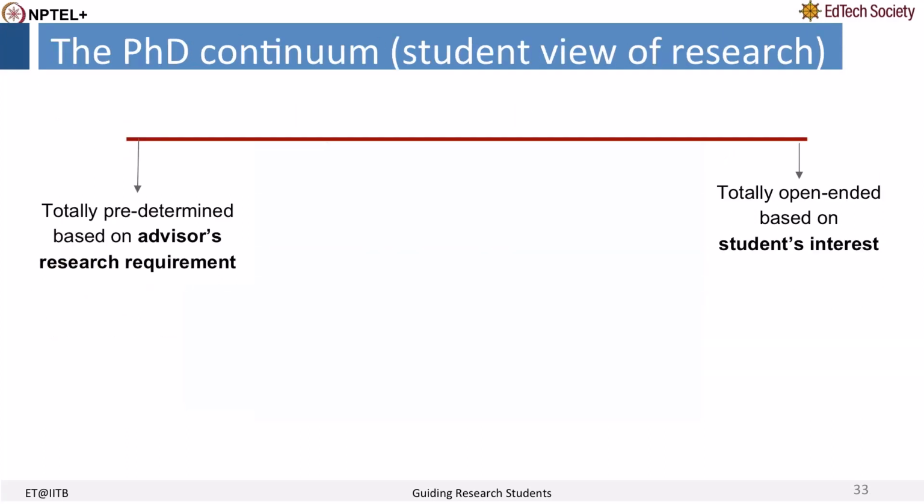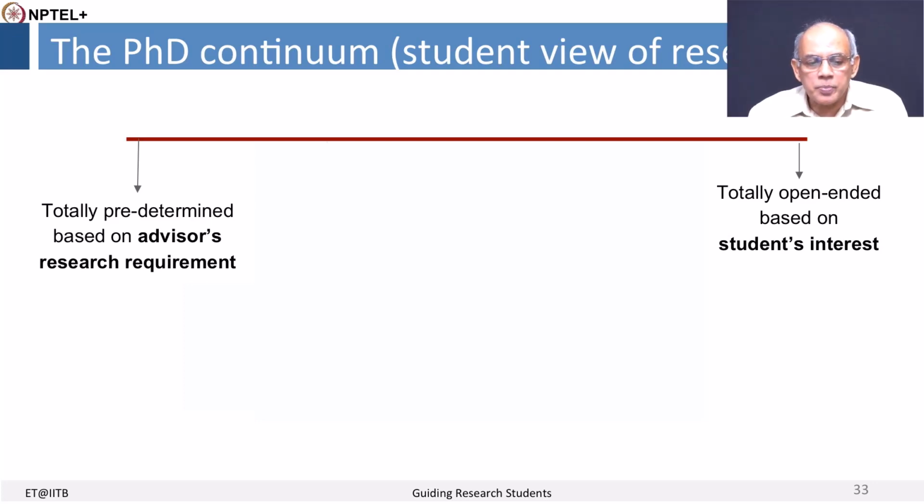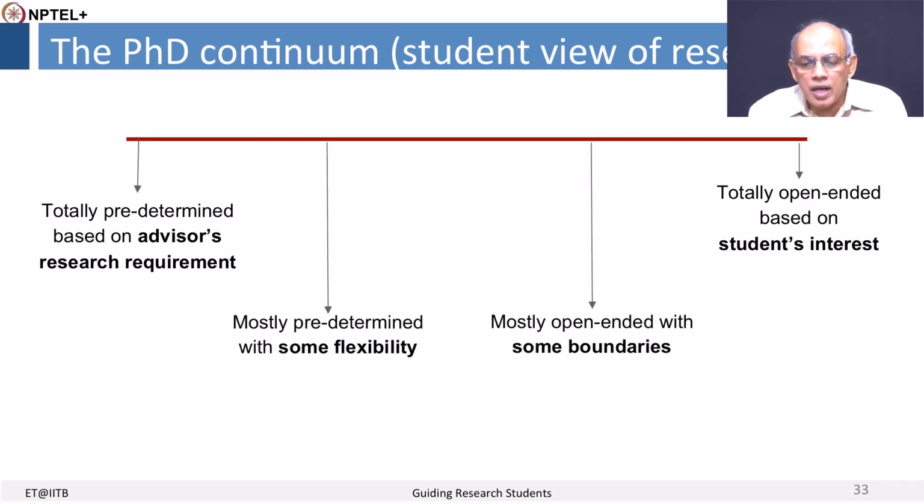Okay. So now if you look at the PhD continuum, as a student, at one end of the spectrum, many of us have experienced that the PhD is actually totally predetermined, based on what the advisor's research direction is, what kind of problems the advisor is interested in. And at another end, we also have seen PhD guides who are open-ended and who pick problems based on students' interests. So as a student, we are familiar with this continuum. And in between, there are multiple points.